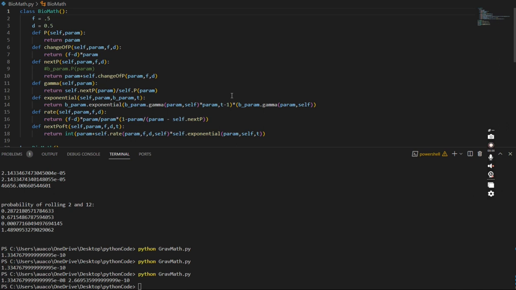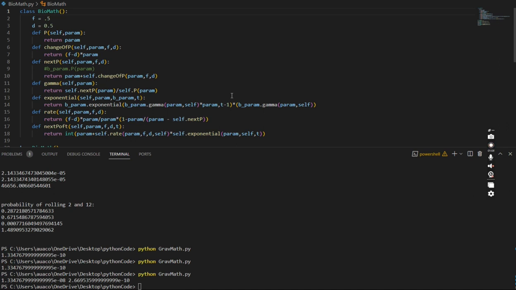Next P is the parameter plus the change of P. Gamma is the next parameter over the previous parameter. Exponential is with t as an input value.